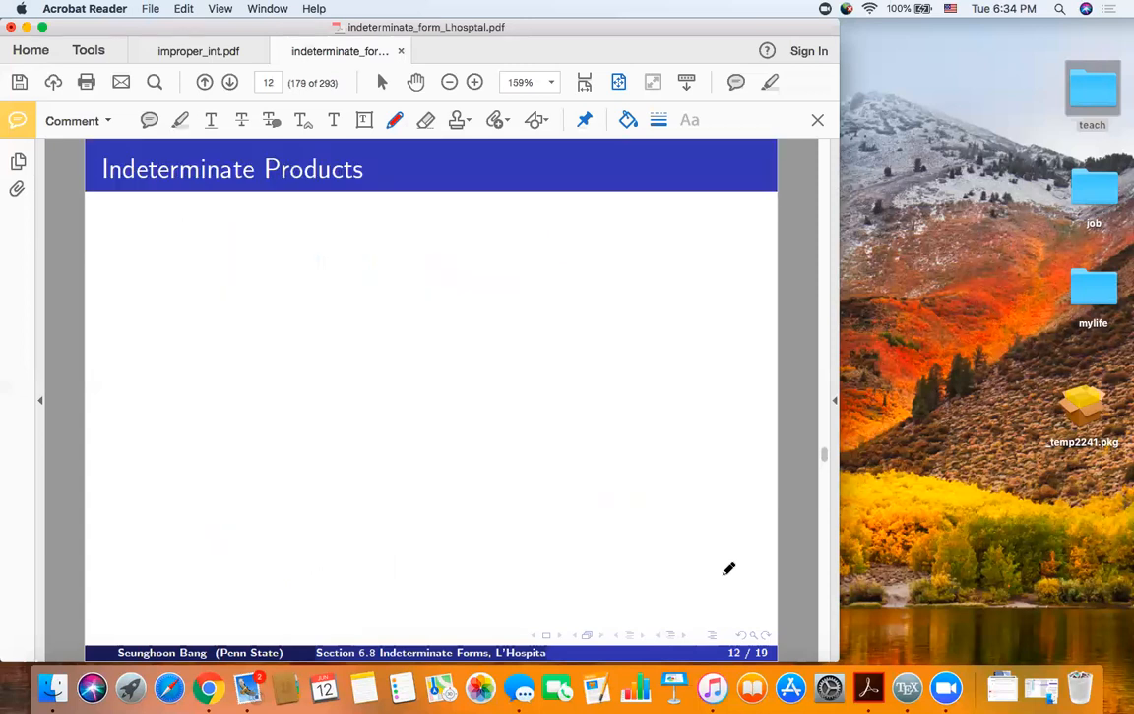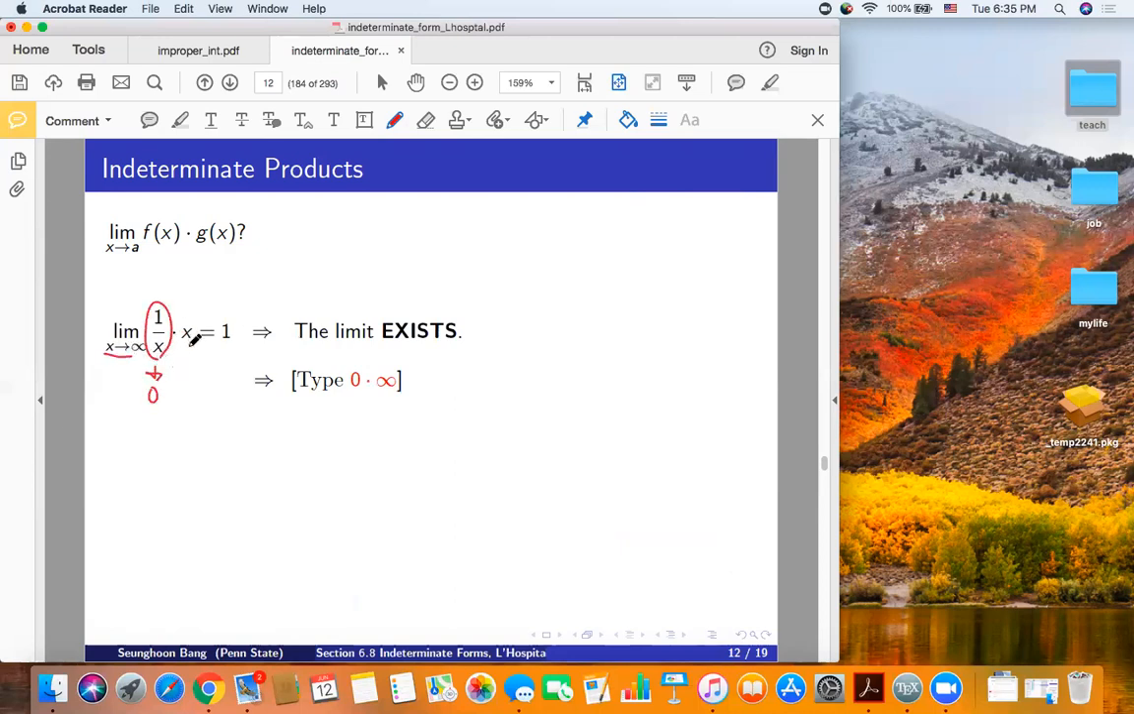Okay, the next one. We think about indeterminate products. Here, limit of f of x times g of x. So here, what's that? You have to cross out just 1. Limit exists. Type is 0 times infinity, is right? The x value approaching infinity, the 1 over x is going to 0. X is going to infinity. Exactly 0 times infinity form.